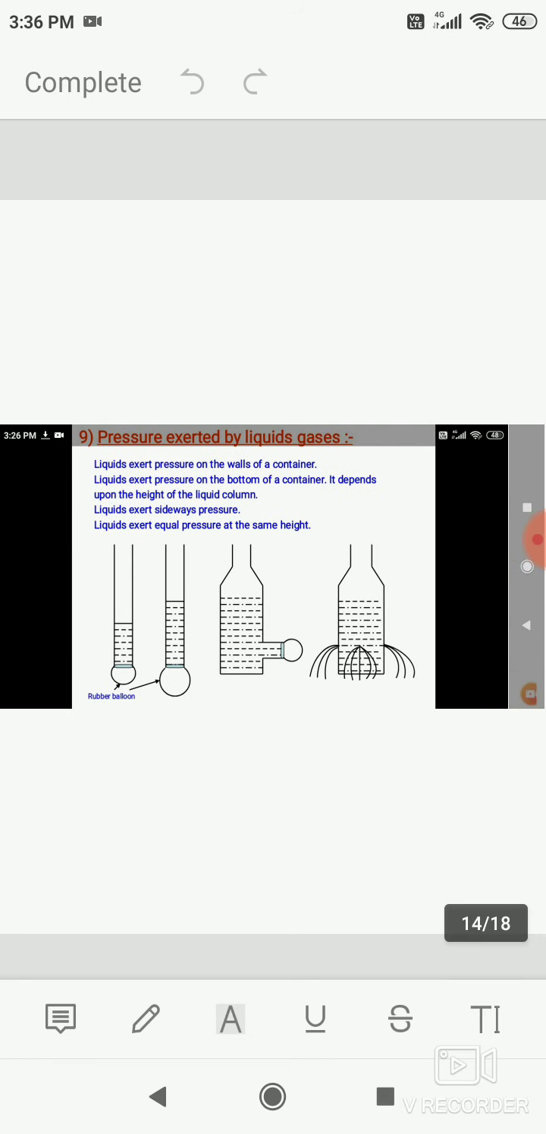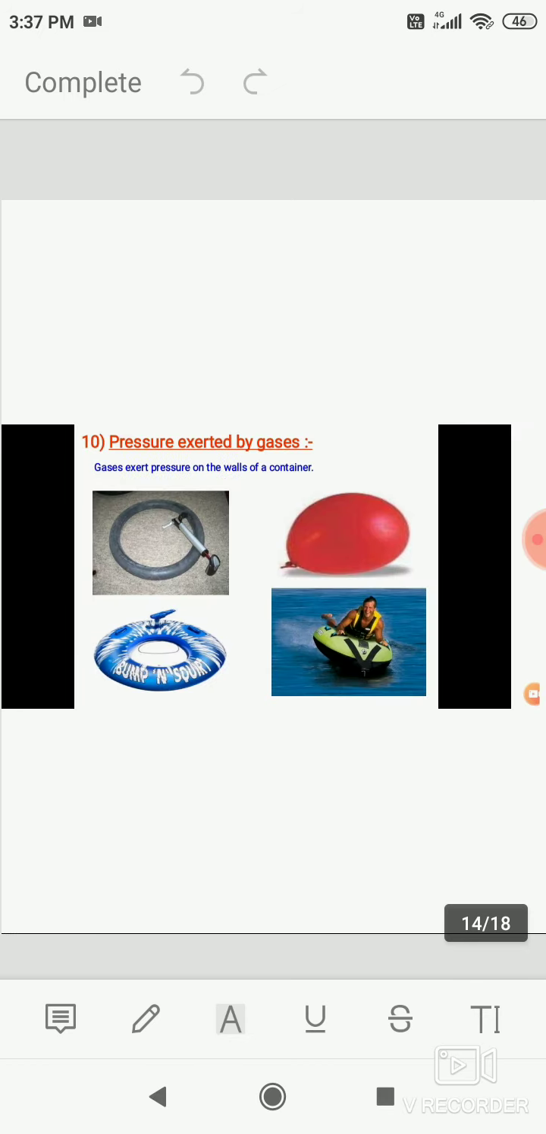Now, pressure exerted by liquids, known as hydrostatic pressure. Liquids exert pressure on the walls of a container. They exert pressure on the bottom of the container. It depends upon the height of the liquid column. Liquids exert sideways pressure. Liquids exert equal pressure at the same height.